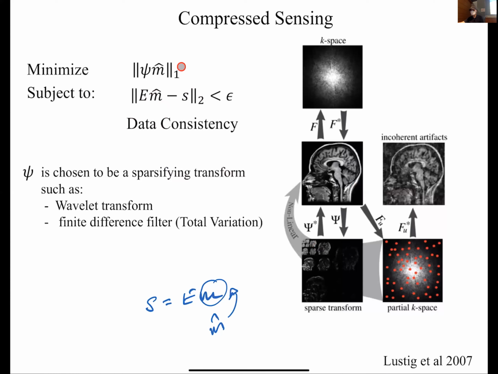So what I do is I add an additional constraint. It's like, well, I also want to minimize something about my estimate. And typically, we're going to apply a transform to my estimate. And this is typically going to be a sparsifying transform, such as a wavelet transform or a finite difference filter.